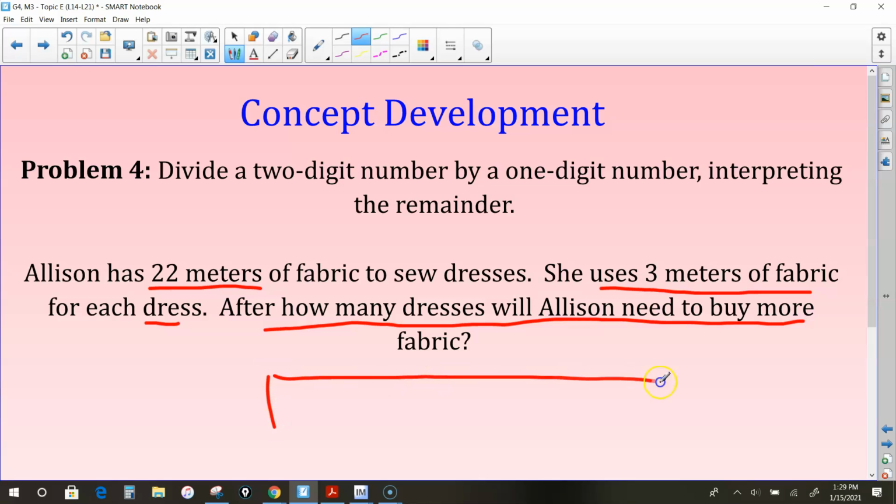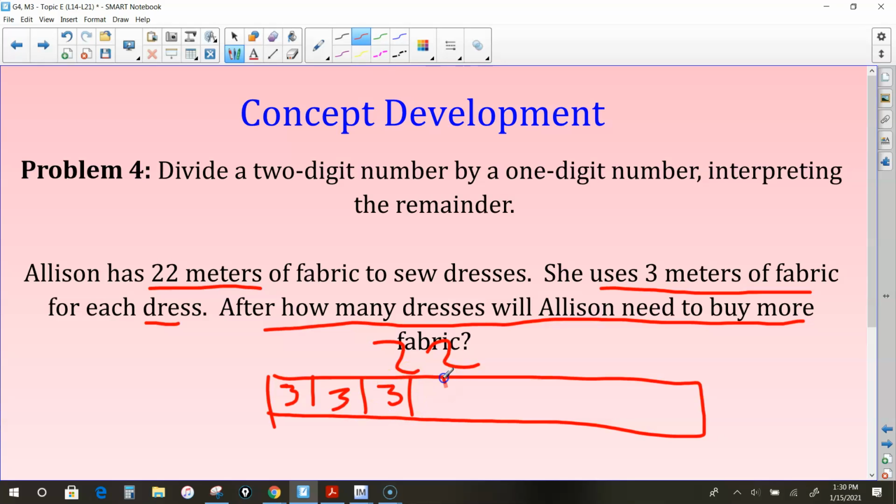So if I make my tape diagram, and I'm going to label it as 22 because that's how I know what my whole is, then I'm going to start making dresses. So I know 1 dress takes 3, and another dress makes 3. That's 6, 9, 12, 15, 18, oops, sorry, that's a 3, 21, so I know all of this is 21, and so that leaves me with 1 meter of fabric left.